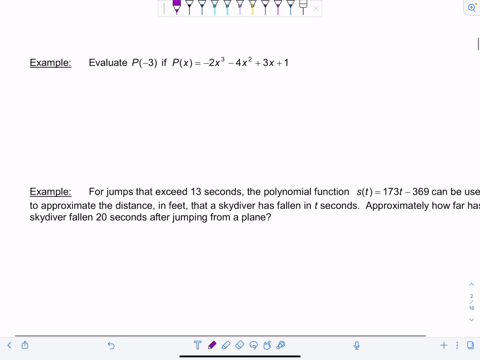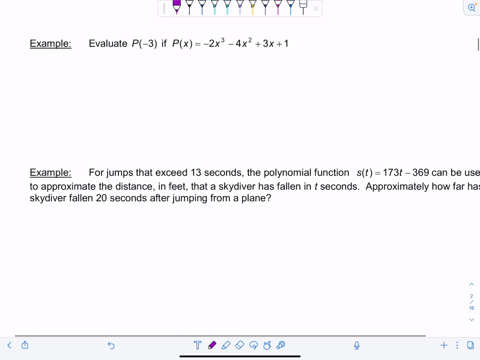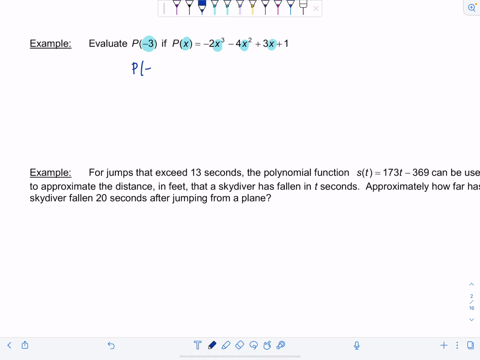Yay. All right, now let's start looking at using some function notation. These are polynomials. So instead of writing f of x, we're writing p of x, but that's cool, same thing. Evaluate p of negative 3 if p of x equals negative 2x cubed minus 4x squared plus 3x plus 1. So what the directions are telling me to do is take negative 3 and substitute it for x everywhere you see an x in the polynomial. So let's go. So p of negative 3.